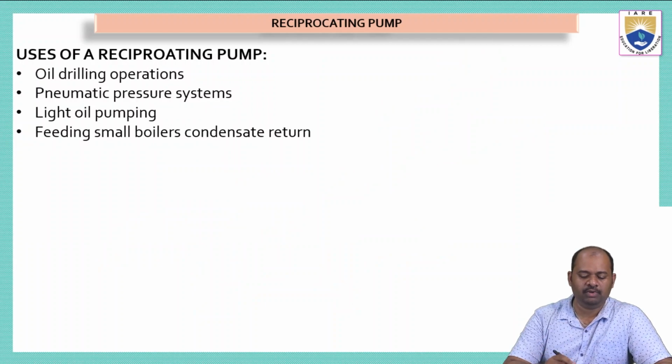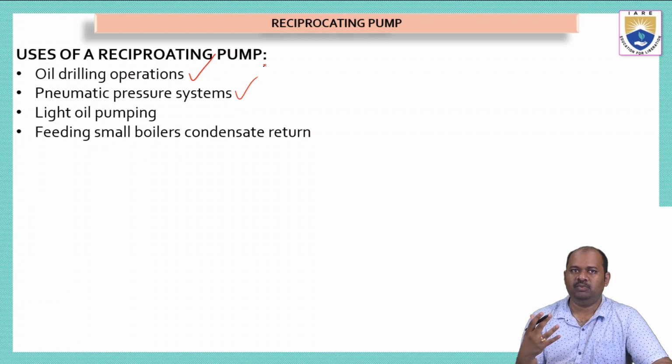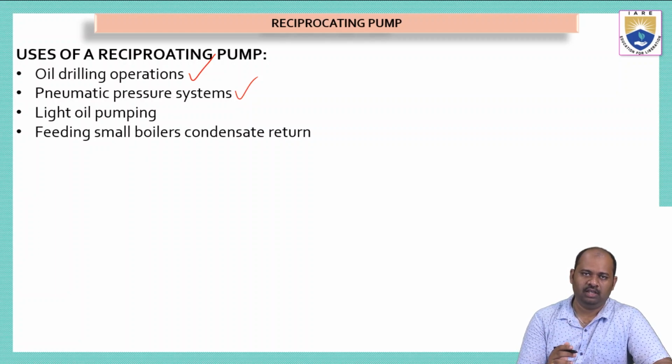Reciprocating pumps are generally used for oil drilling operations, where they can be used to draw water or oil from underground, and lift it or transfer it to a place where it can be used. The second one is pneumatic pressure systems, where we use compressed air, and for that purpose we can use these reciprocating pumps. And the third one is light oil pumping.